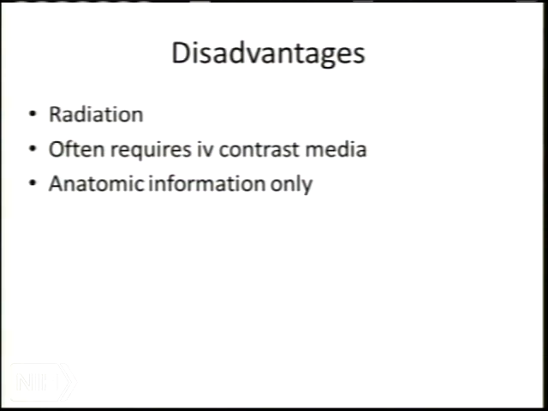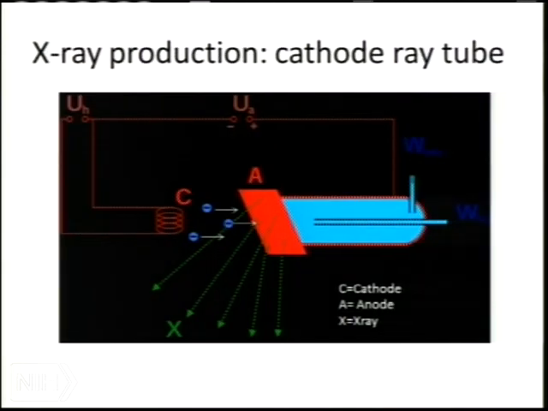So it's very important. Another disadvantage is that it sometimes requires intravenous contrast media, and we'll talk a little bit about that. And it only provides anatomic information. There's no physiologic information coming from a CT scan. It tells you that there's a blob here, it tells you there are normal structures there, but it doesn't tell you anything about the function that's going on.